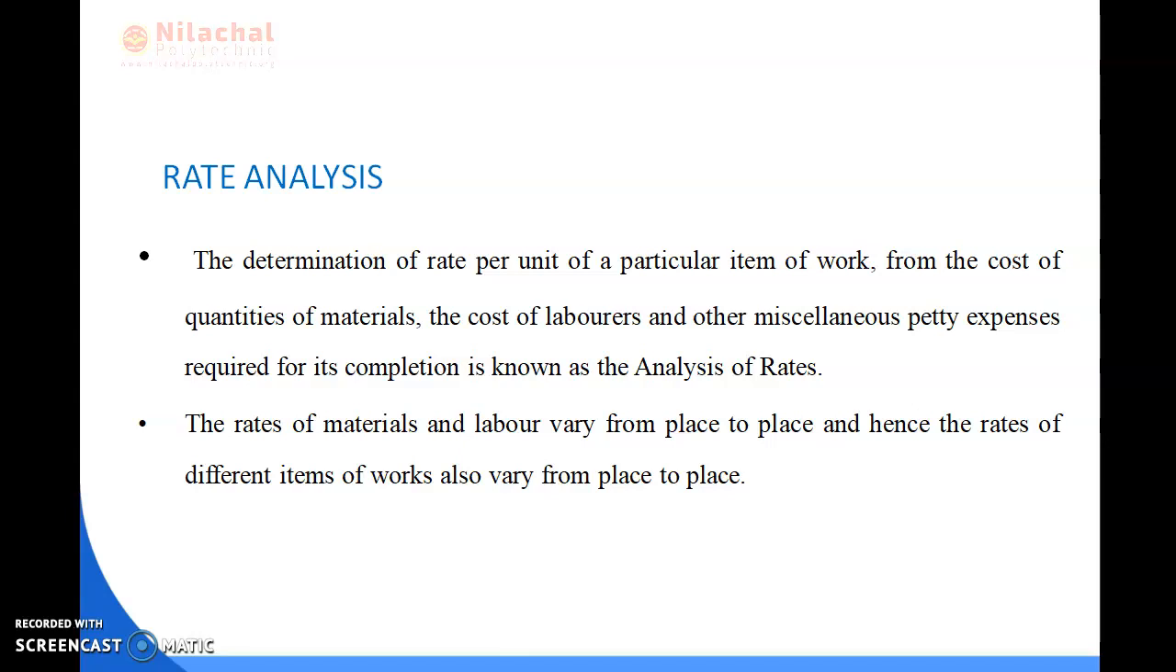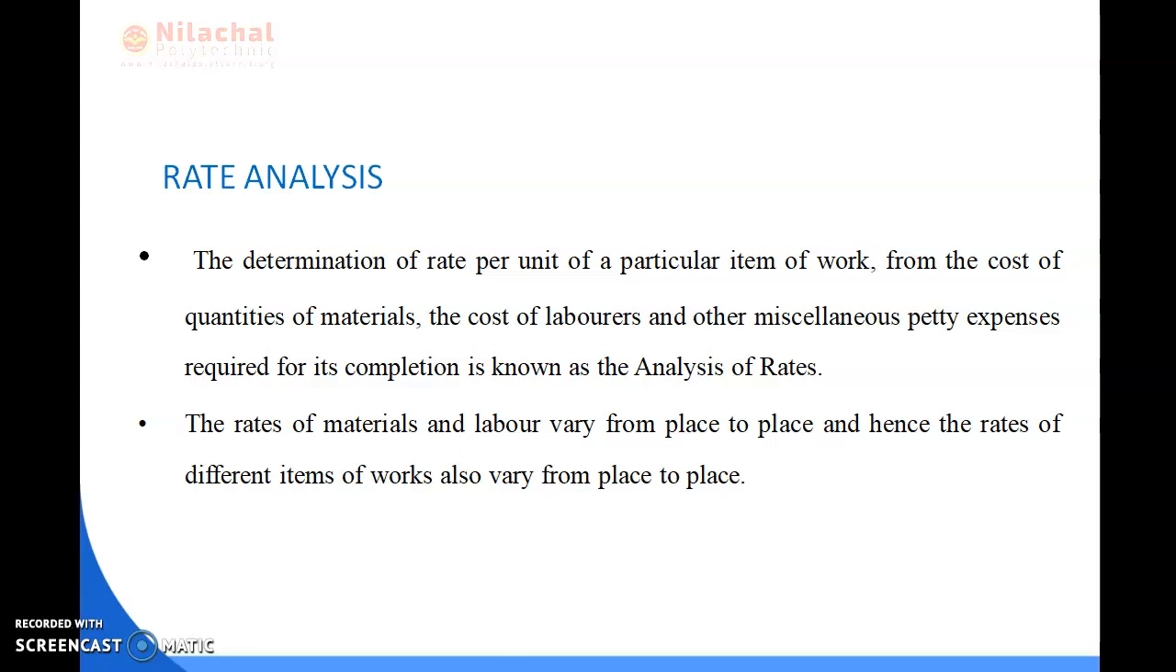Rates of materials are usually taken as the rate delivered at the site of work and include the first cost and the cost of transport, railway fare if any, taxes, etc. If the material is to be carried from a distant place, more than 8 km, then the cost of transport is also added. The rate of material and labor vary from place to place, and therefore the rate of different items of work also varies from place to place.